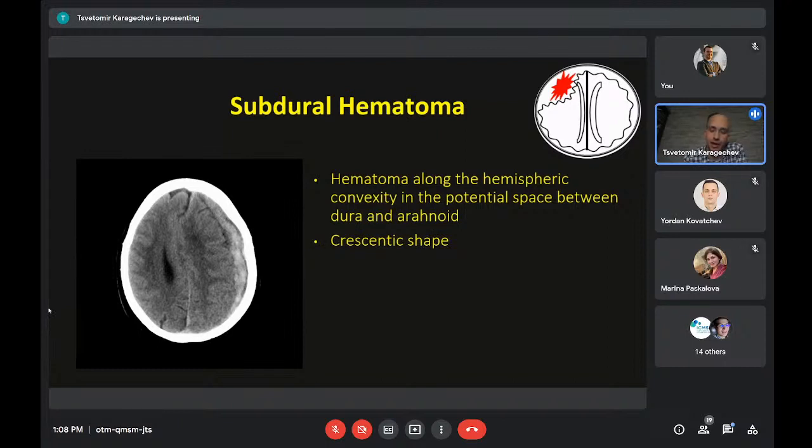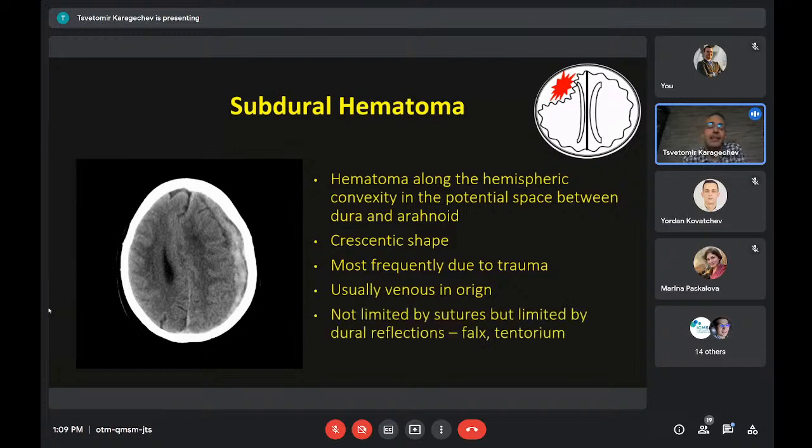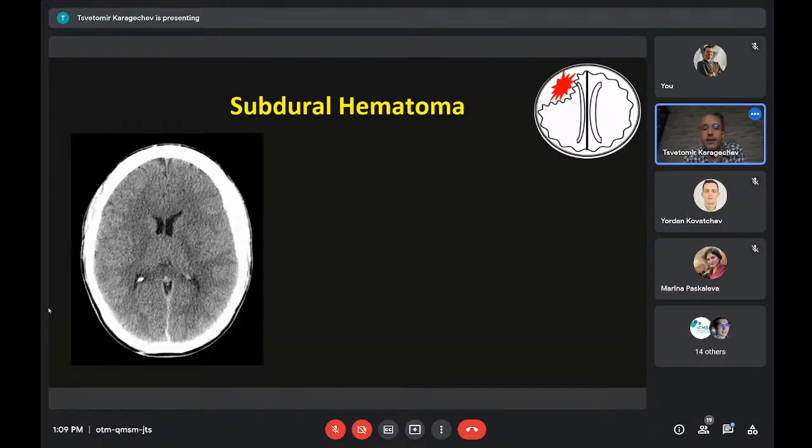Let's remember the epidural hematoma, it had a lentiform shape. This one has crescentic shape. It's most frequently due to trauma, but not always, but I won't go into details. It's usually venous in origin, and it's not limited by the sutures. It's not limited by the sutures. And this can be tricky. I'll show you an example why.